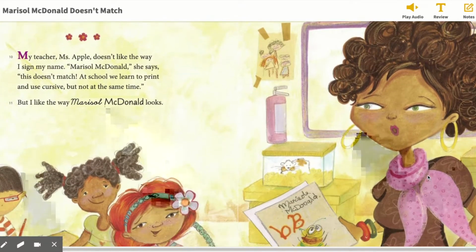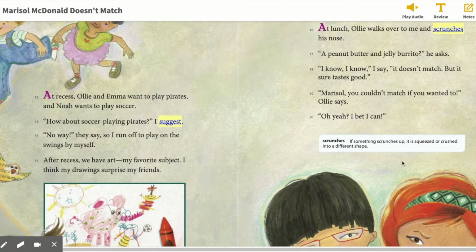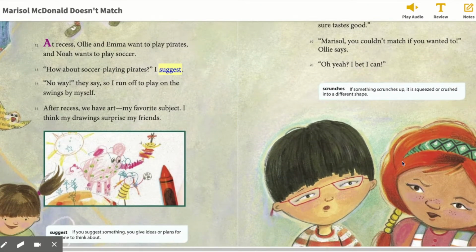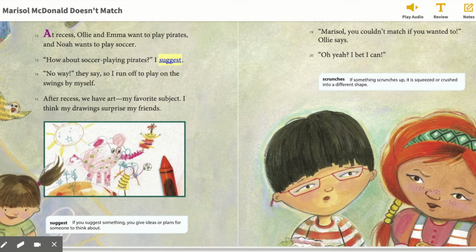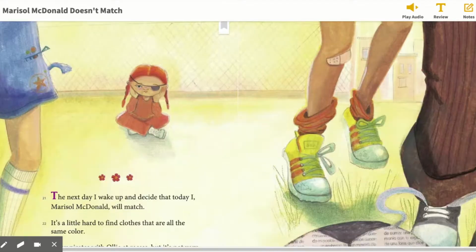Here she is at school. So we know she goes to school. And then right out here, she's on the playground. What does she say about school? What is her favorite subject? Oh, art, yes. So on her heart map, if I'm Marisol, I would write one of my favorite activities is art. She loves to draw. All right, I'm going to turn the page.